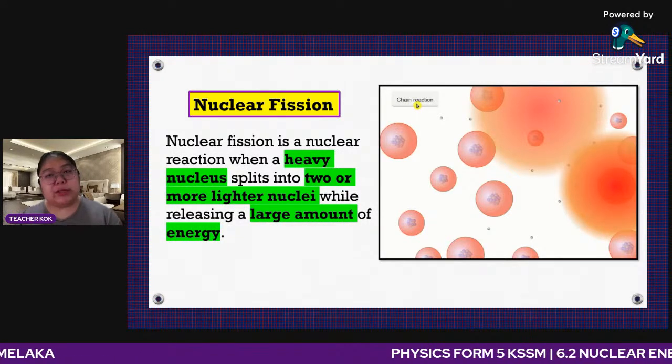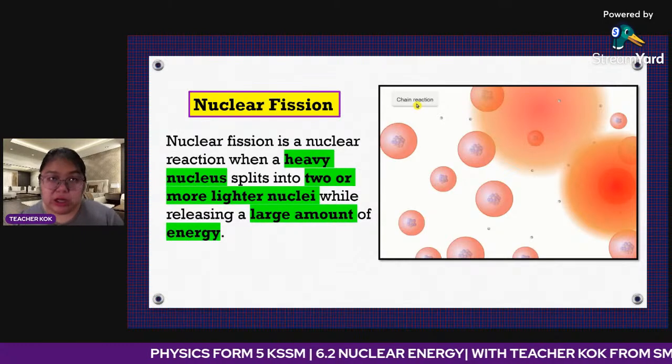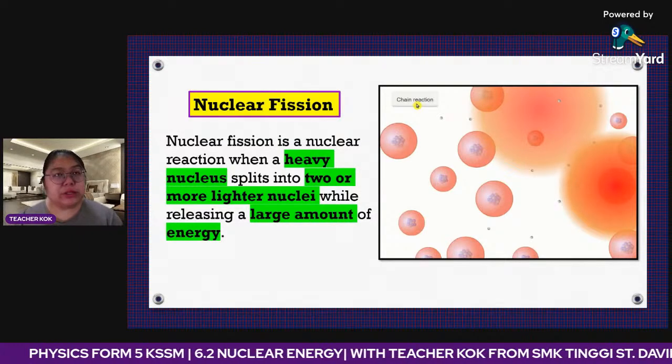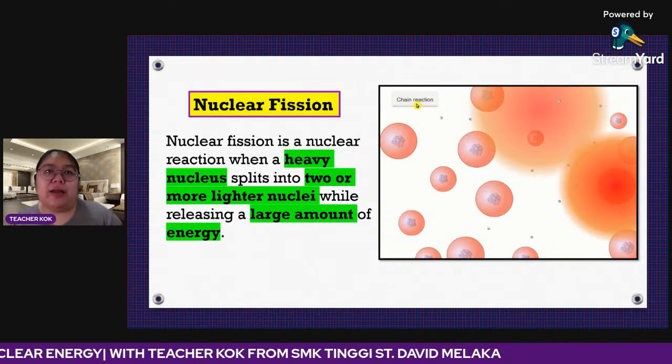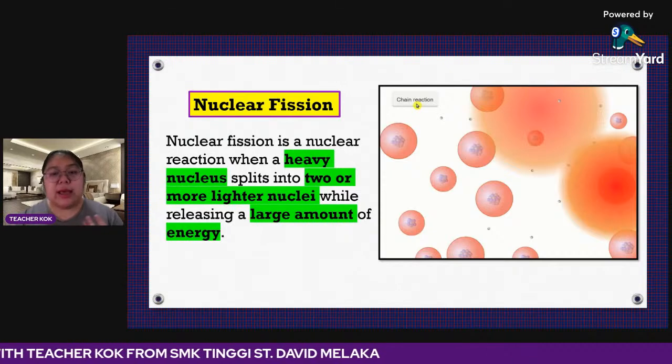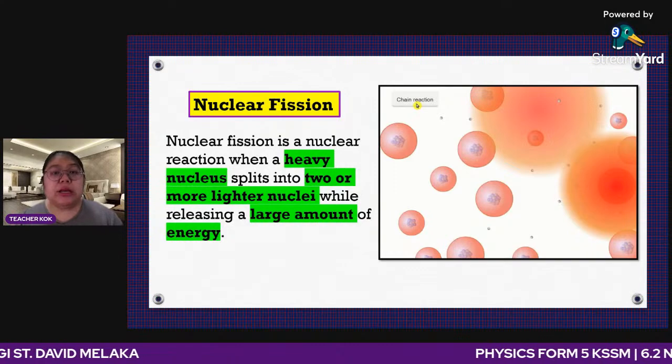Nuclear fission, what's the definition? You must say that it starts with a heavy nucleus. Then the heavy nucleus will split into two or more lighter nuclei. After that, they also produce a large amount of energy. So this one we call nuclear fission.